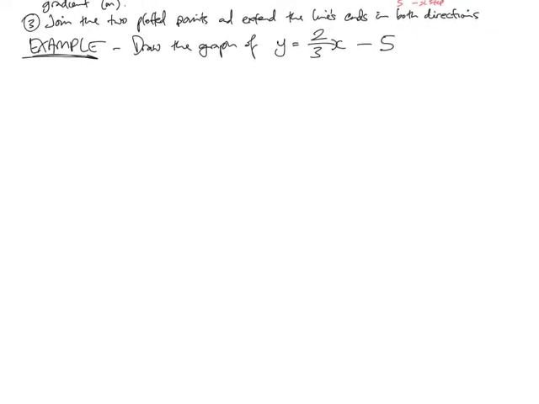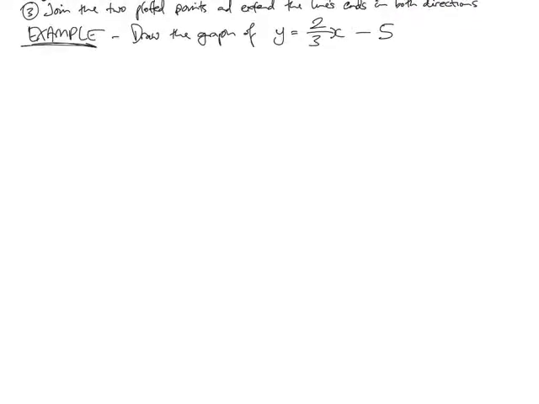So, example here, draw the graph of y is equal to 2/3 x take 5. Well, gradient m is equal to 2 over 3, so the y step is 2 and the x step is 3, so 2 up, and 3 to the right. So just keep in mind, if these were negative, so if it was a -2, it would be 2 down. If it was -3, it would be 3 to the left, because those are the directions of those signs.